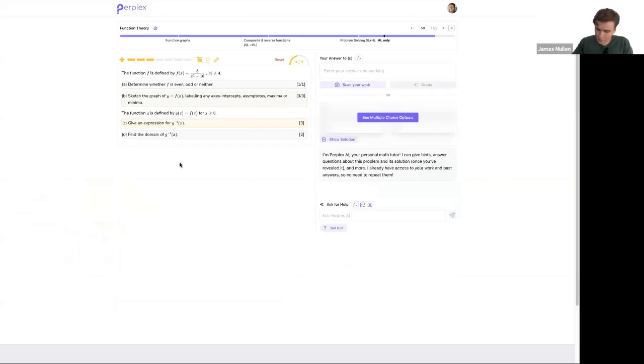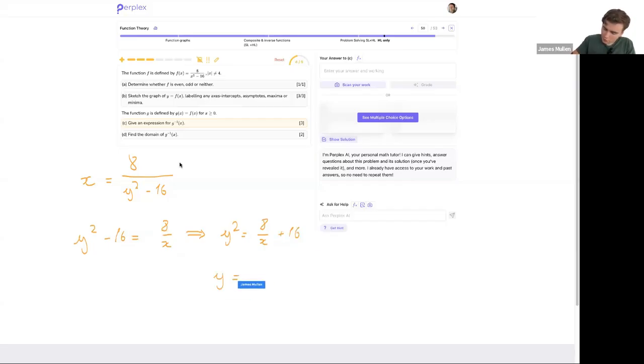Now, we have a function, g, which is defined as g of x is equal to f of x, but it has its domain restricted. So we have x greater than or equal to 0, and we want to find an expression for g negative 1 of x. All right, so I have 8. Let me start by swapping x and y. So x is equal to 8 over y squared minus 16, which means that y squared minus 16 is equal to 8 over x. That means that y squared is equal to 8 over x plus 16, which makes y equal to the square root, and we've got to put plus or minus for the moment, and we'll decide in a second, of 8 over x plus 16.